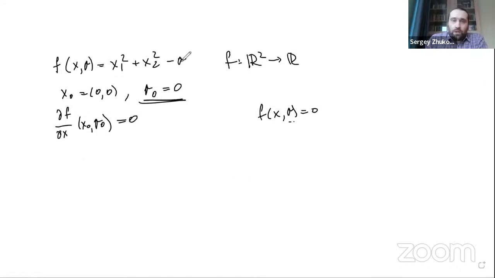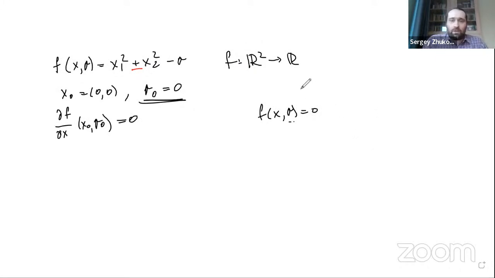Now, if we change the sign here, x1 squared minus x2 squared, then again the derivative equals 0. However, in this case, the implicit function exists. And so the first question: what conditions can we find for existence of continuous implicit functions in the abnormal case?